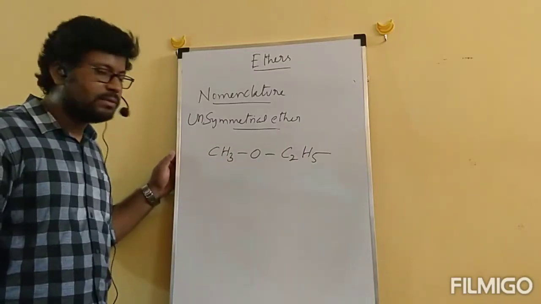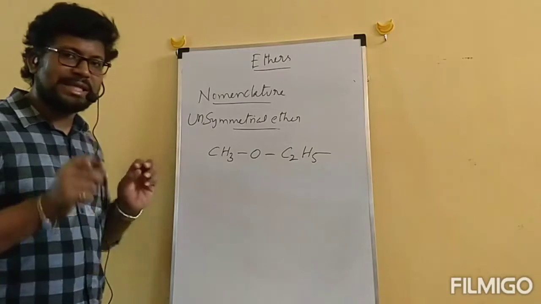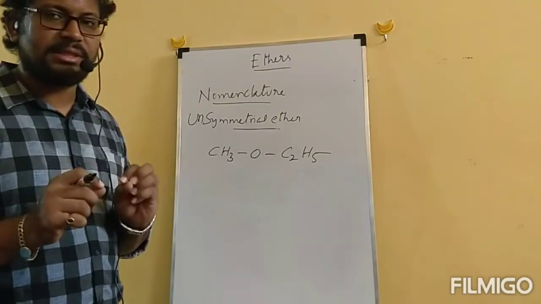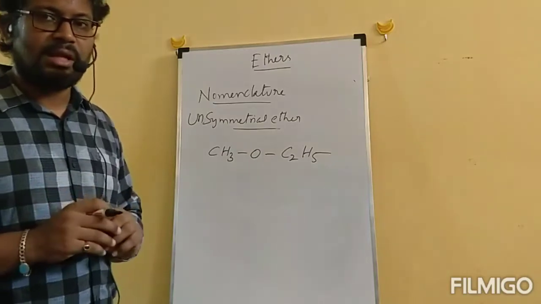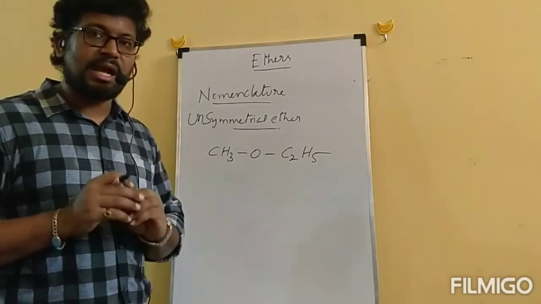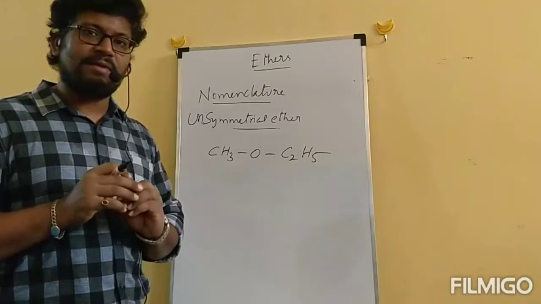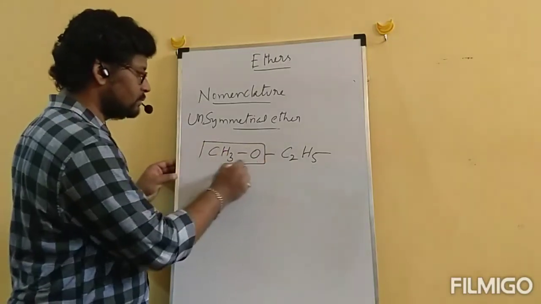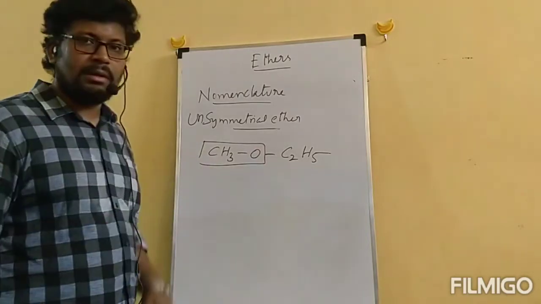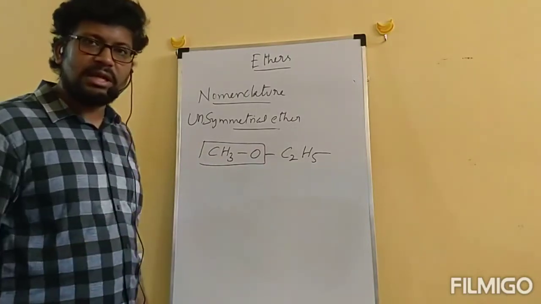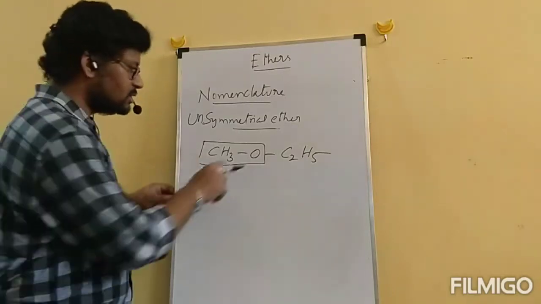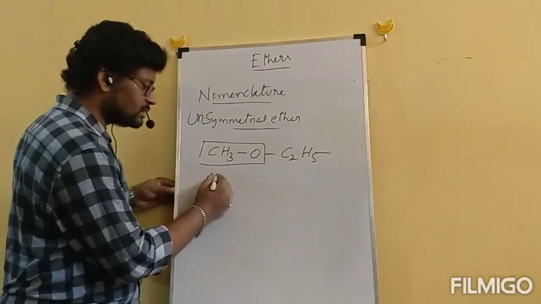Then what we are going to do? Out of these two, select the alkyl group with less number of carbons and join with oxygen. Then this is generally called alkoxy. Now we have how many carbons? One carbon joined with oxygen. Then it is methoxy.